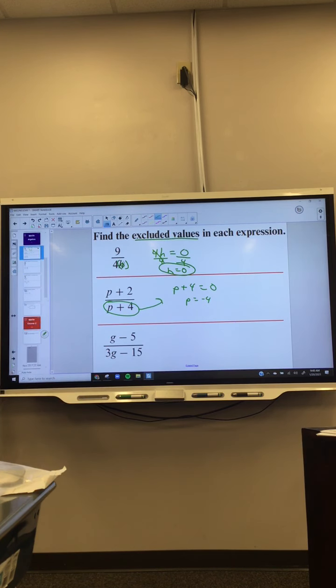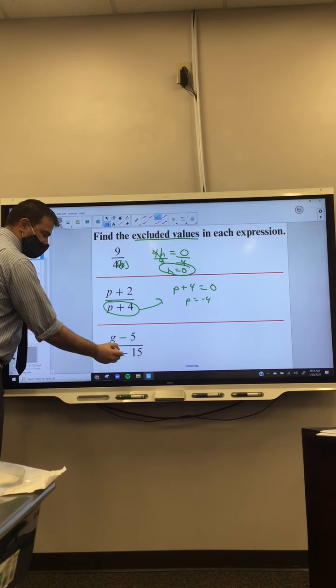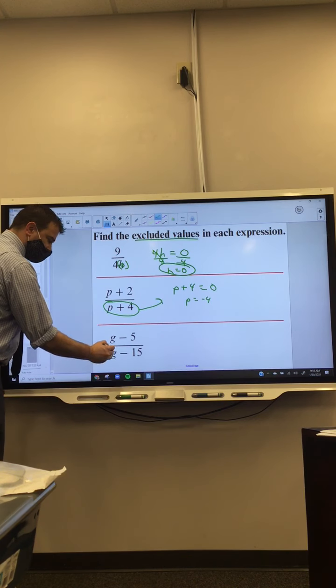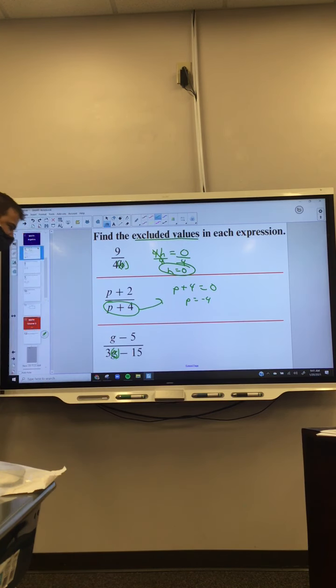Go ahead. Solve for the excluded value. What can g not be? 5. 3g minus 15 equals 0 is how you would do that. And then you find out, well, if I plugged in 5, 15 minus 15 is 0, and that would give me an undefined number.